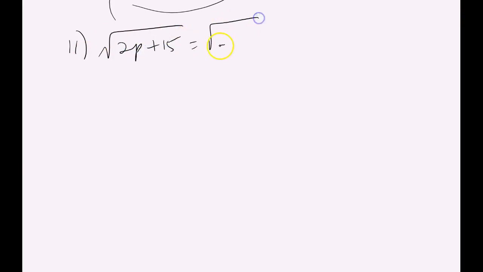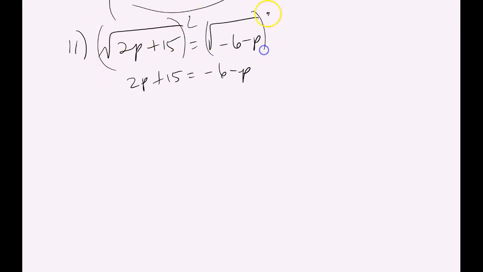Now number 11 and 12, we're into radical land. So with something like this, remember the first step is to square both sides. When I square both sides, it just gets rid of the radical in this type of problem. And then I solve it just like normal. Bring the p to the other side. Bring the 15 to the other side. P is negative 7.